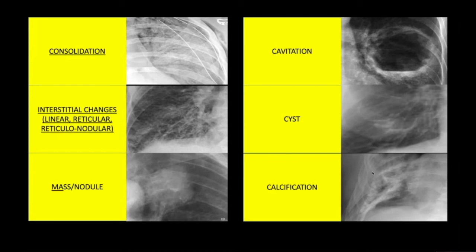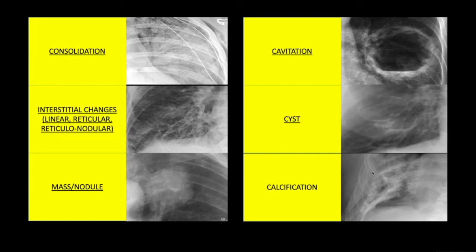When an opacity is homogeneous with well-defined, often rounded or oval shape, depending on the size, the term nodule and mass can be used. Some may have lobulated or spiculated margin. Cavitation is when there is a lucent lesion with thick wall. Cyst, on the other hand, is when there is a lucent lesion but has thin wall.